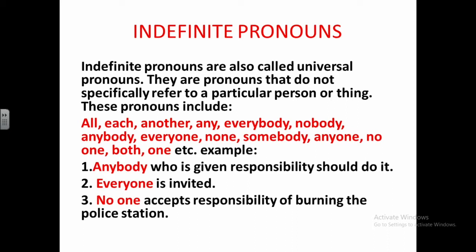Universal means indefinite, okay? It is not specific. They are pronouns that do not specifically refer to a particular person or thing. These include all, each, another, any, everybody, nobody, anybody, everyone, none, somebody, anyone, no one, both, one, etc. And we have some examples here in these sentences that follow.